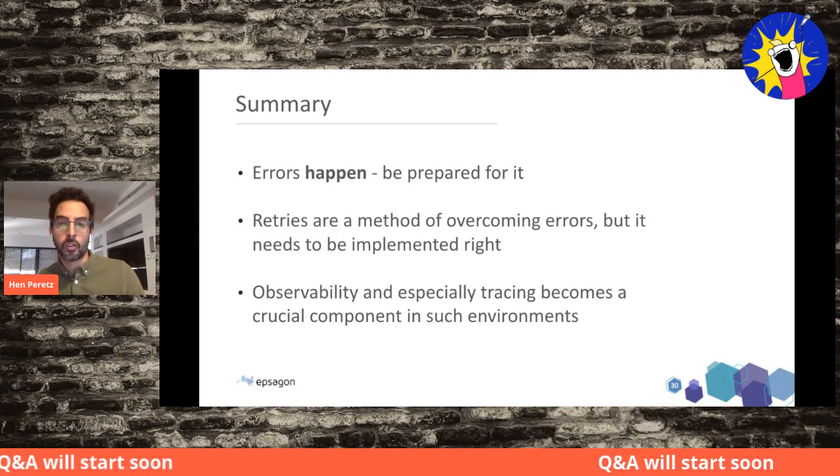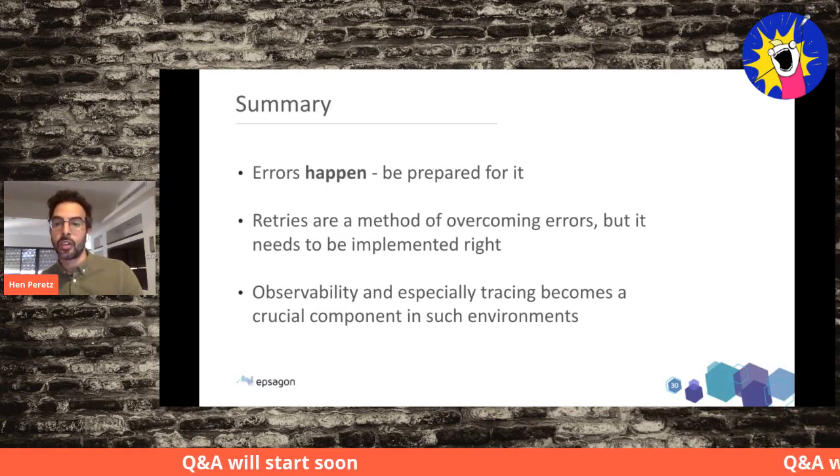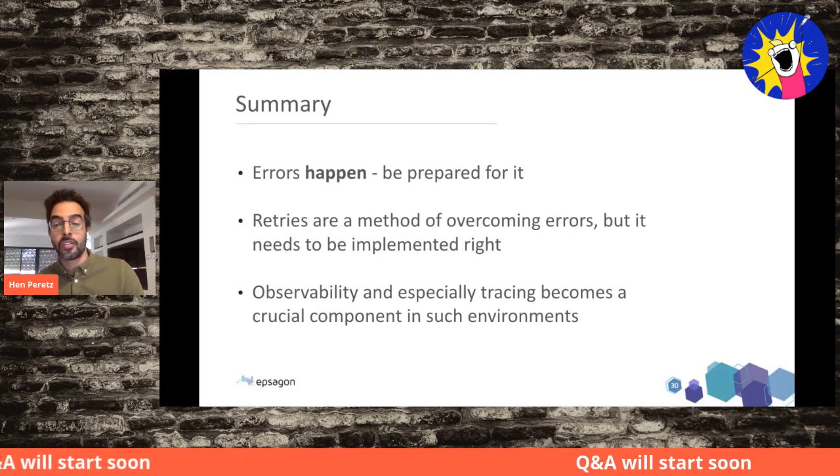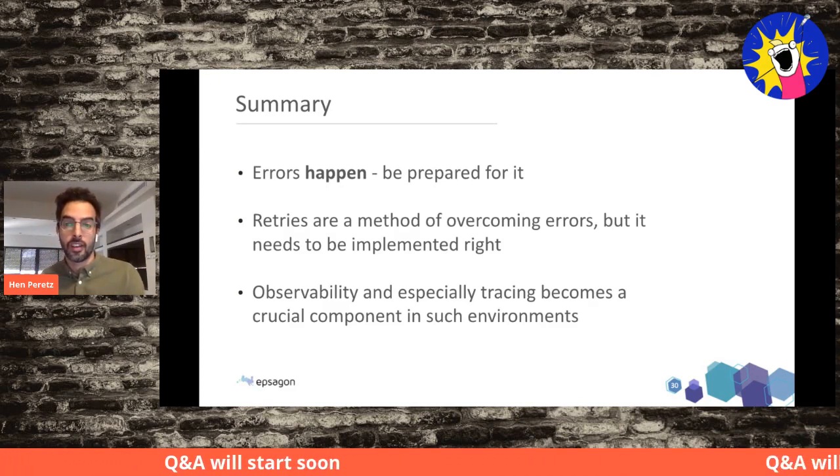Of just overcoming errors, but also requires implementing it right. And lastly, distributed tracing is the key to gaining full observability into distributed systems, and it's a crucial component in stateless environments.